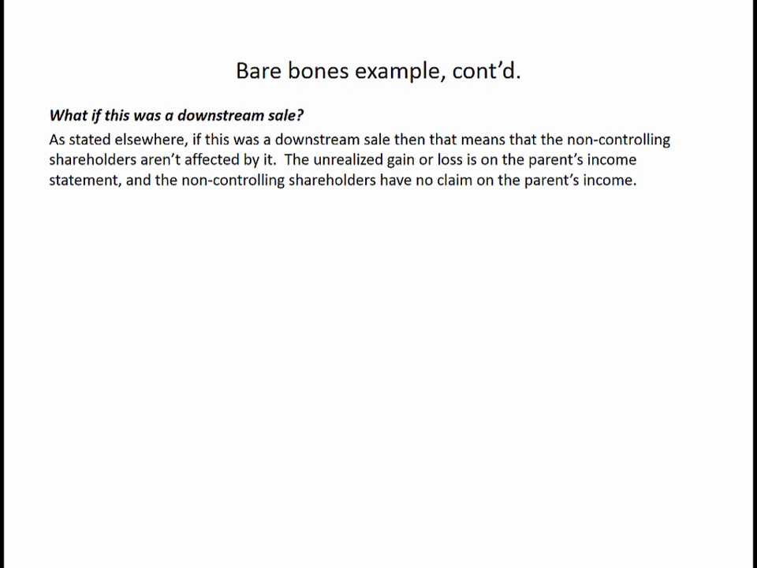Now, what if this was a downstream sale instead of an upstream sale? When it was an upstream sale, we said part of that gain or loss is on the subsidiary's income statement, and the non-controlling shareholders have a claim on that income, and so the unrealized gain or loss affects their income. Now, if this is a downstream sale, then the non-controlling shareholders aren't affected by it. The unrealized gain or loss is on the parent's income statement, and the non-controlling shareholders have no claim on the parent's income.